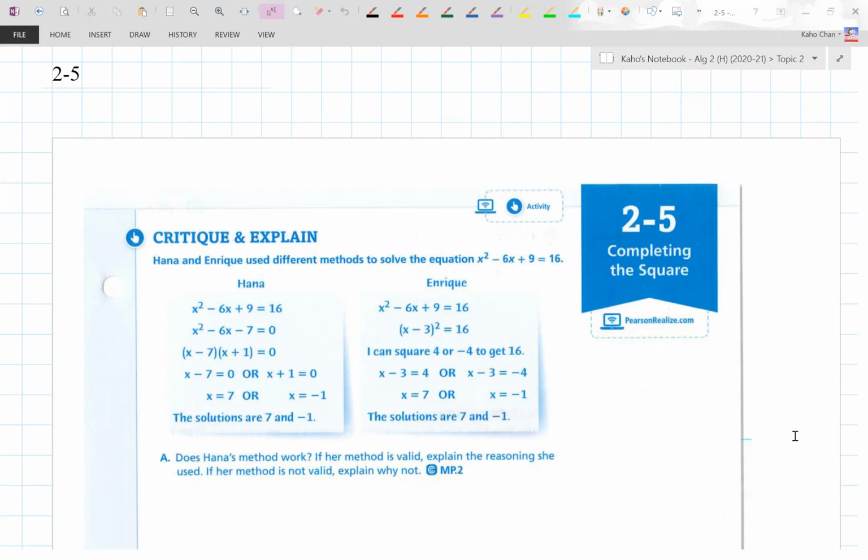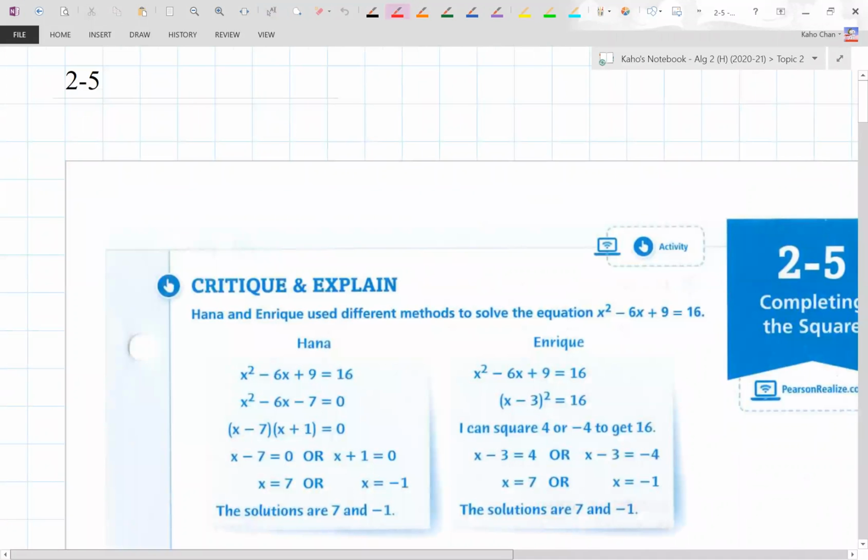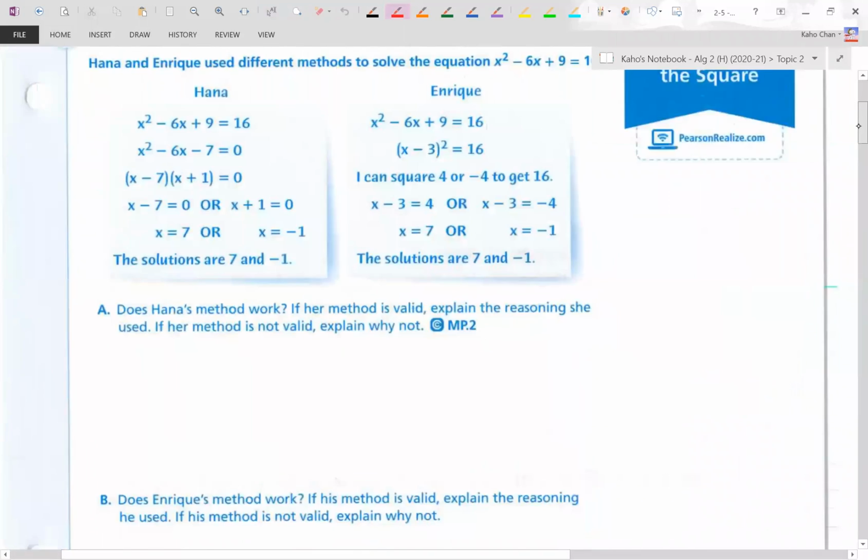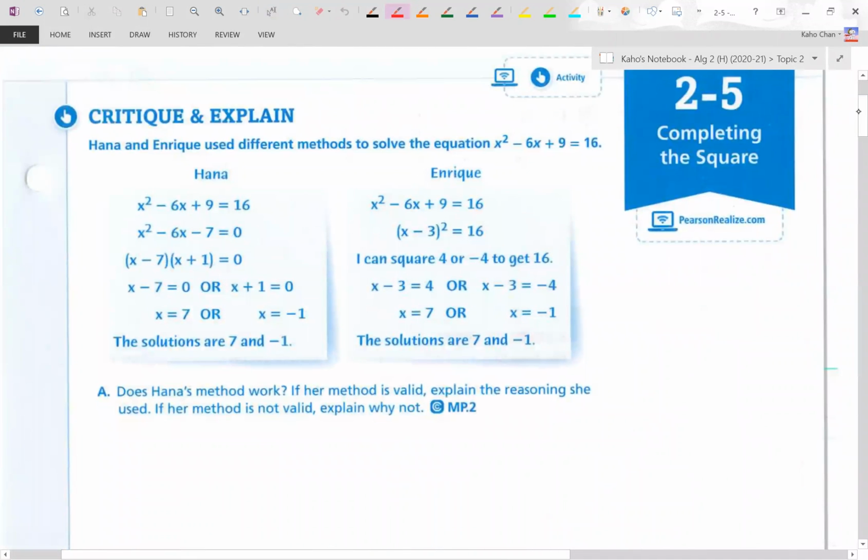We're going to start a new lesson for 2-5, completing the square. Turn your student companion to page 49 and let's get started on completing the square. Here we go. Hannah and Enrique use different methods to solve the equation x squared minus 6x plus 9 equals 16.